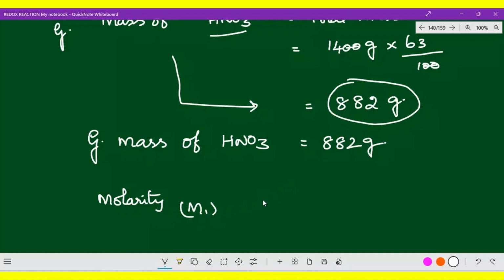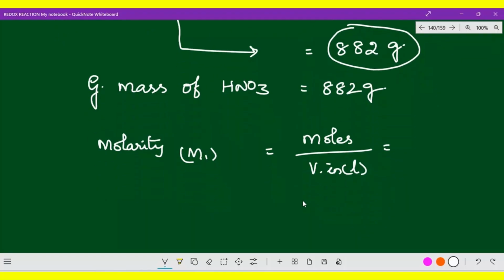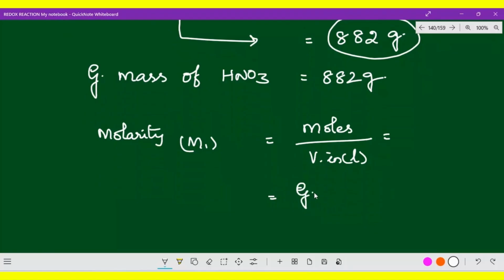So M1 equals what? Moles per volume in liter. Moles, what is it actually? Given mass by molecular mass. So M1 equals given mass by molecular mass into volume in liter. Can we apply all these values?